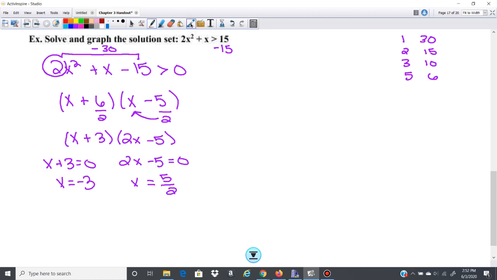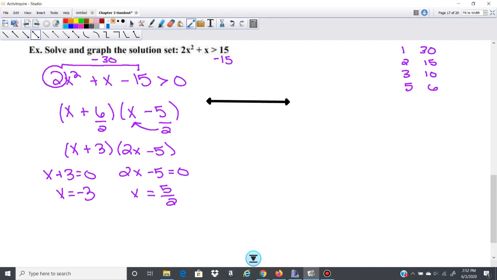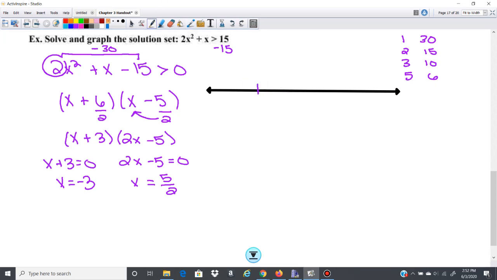All right, now I'm going to take my two solutions and graph them on a number line. Okay, and let's see, I've got negative 3. And 5 over 2 is 2.5, so we know that's over here. All right, so I am testing the interval from negative infinity to negative 3, between negative 3 and 5 over 2, and then from 5 over 2 to positive infinity. So let's see here. We'll go with negative 6 in here, 0 is in between negative 3 and 5 over 2, and we'll go with 5 over here.